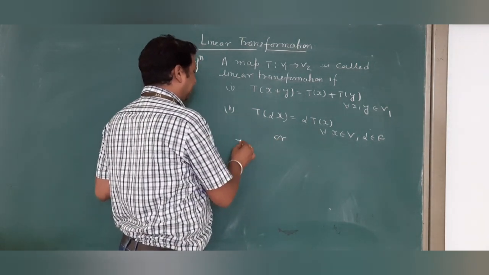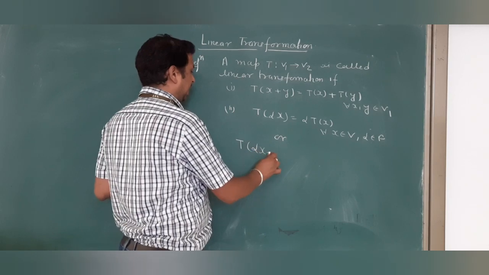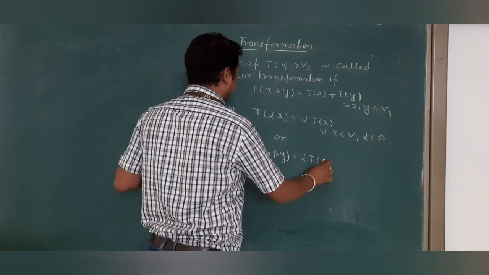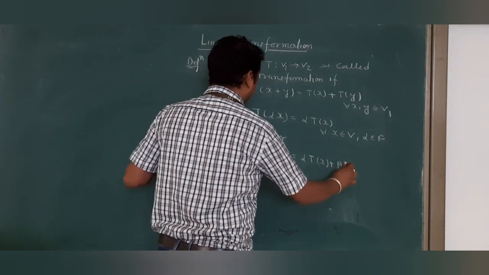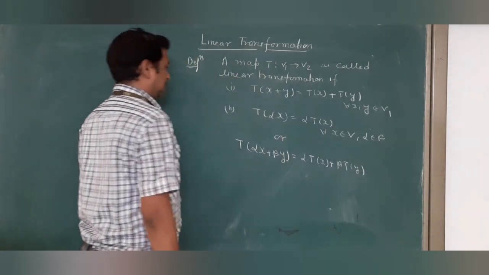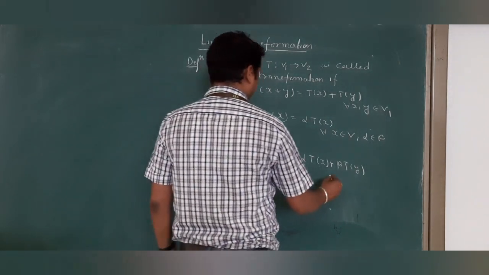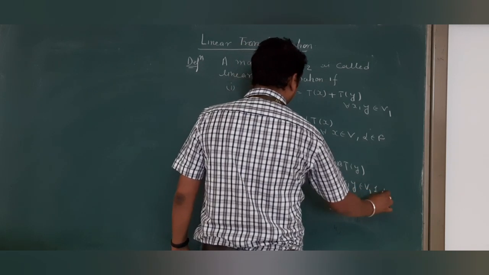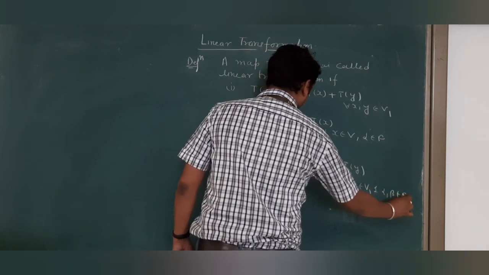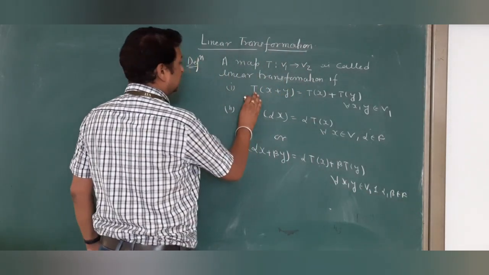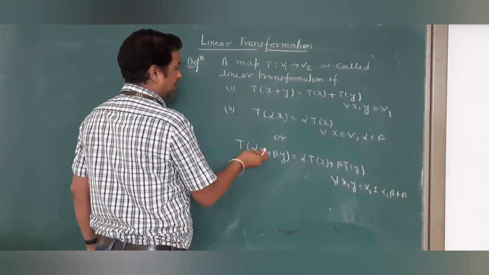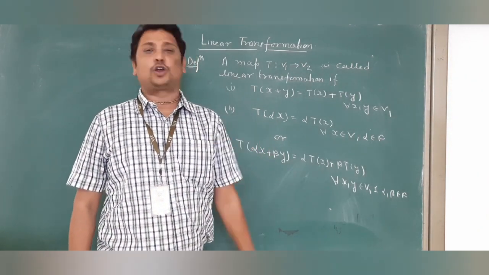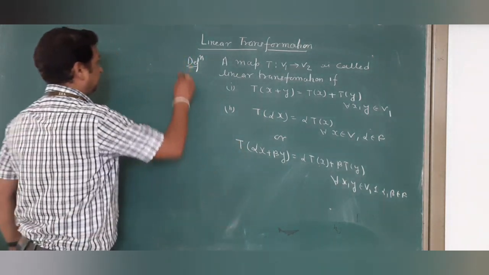Or combinedly we can say T of alpha x plus beta y is equal to alpha Tx plus beta Ty, where x and y belong to V1 and alpha, beta belong to the field. So either you show these two properties separately or this single property. Then T is called a linear map or linear transformation. Example.